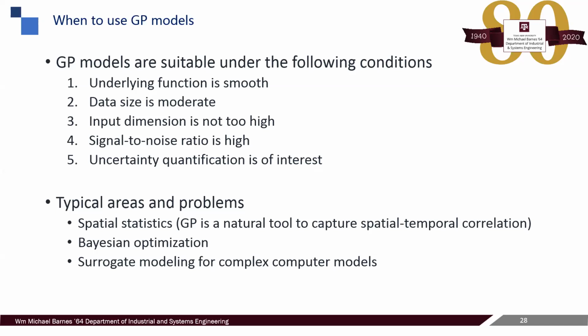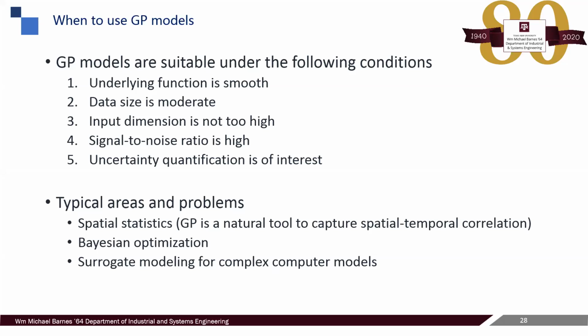The signal to noise ratio: the idea is that if the noise is small, then GP is good. The extreme case is interpolation, right? In an interpolation problem, I don't think any other method can beat GP, or very few of them can. So if there is no noise at all, okay.